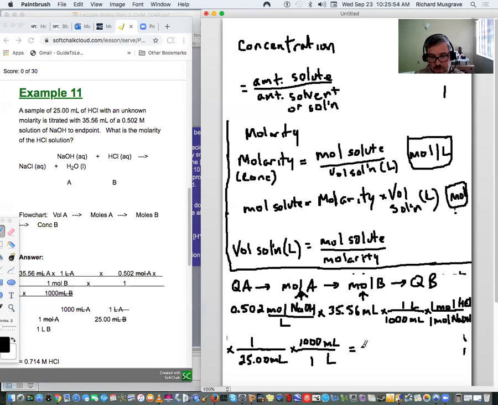And that comes out to be 0.714 moles per liter. And of course, this is going to be HCl. So that gives us our last step there to get to our concentration of HCl at the end there. All right, anybody got any questions?